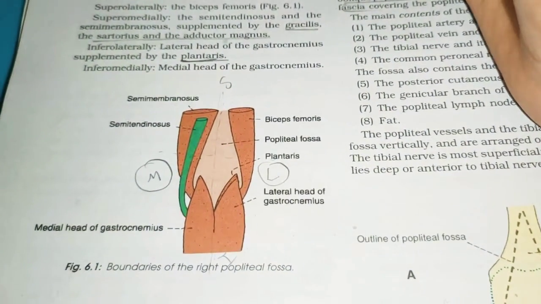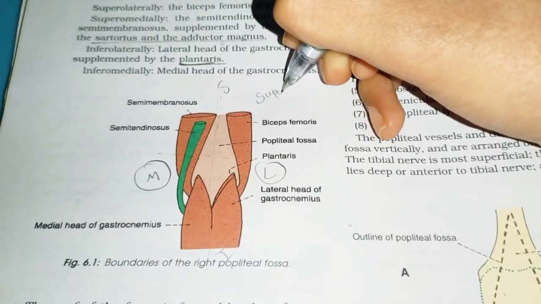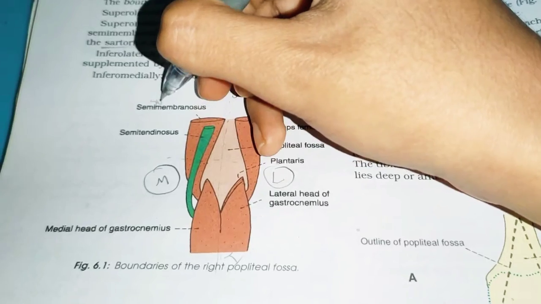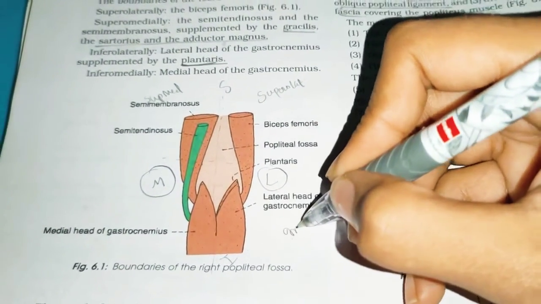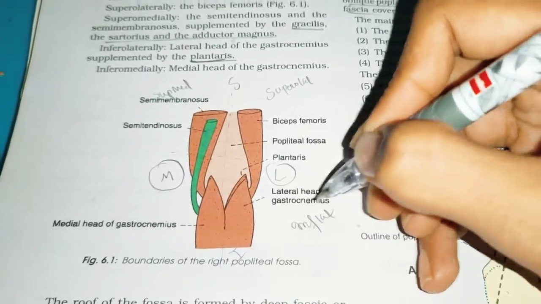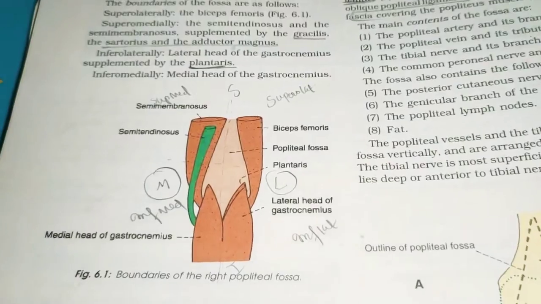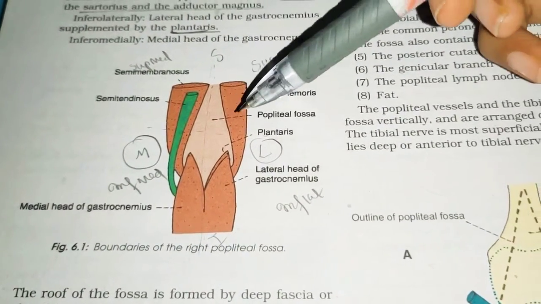After that, just write it as superior lateral. This is superior medial. This is inferior lateral. This is inferior medial. Just mention it like this. Now it is very simple to learn the boundaries. First, coming to superior lateral.